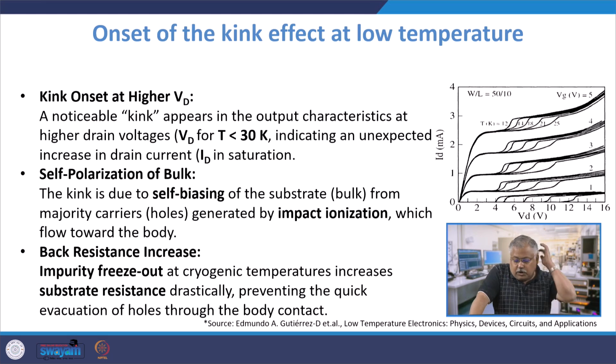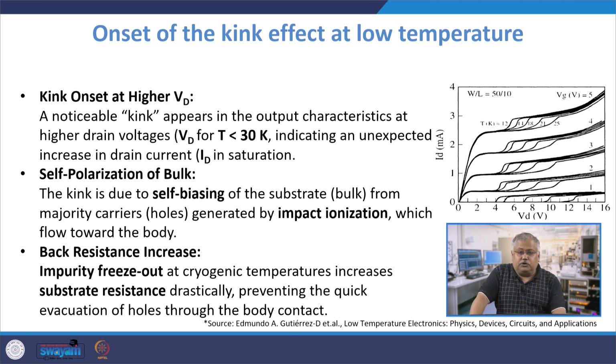Now, as I discussed with you, a noticeable kink appears in the output characteristics at higher voltages. It does not appear at lower voltages because the energy gained by the electrons is too small to generate electron hole pairs, and therefore this phenomenon happens beyond 4 to 5 volts, and then there might be a breakdown at a much higher voltage later on. The kink is available at higher drain voltages when T is less than 30 Kelvin, and that is the reason ID increases.